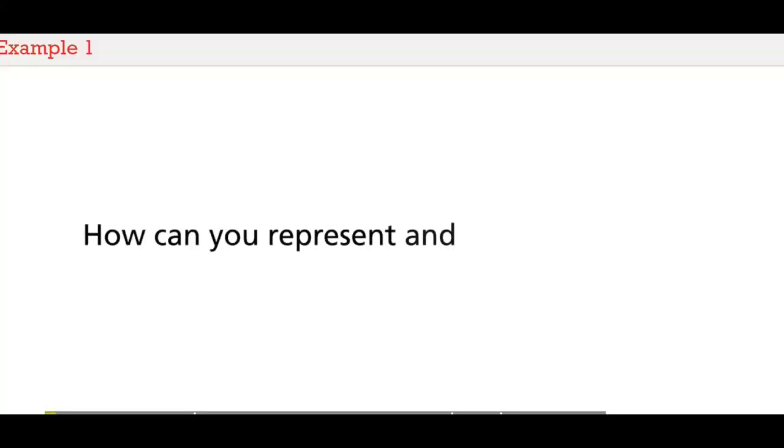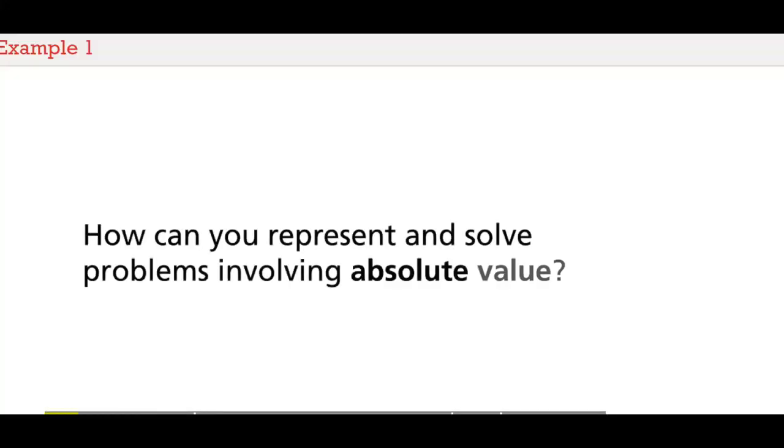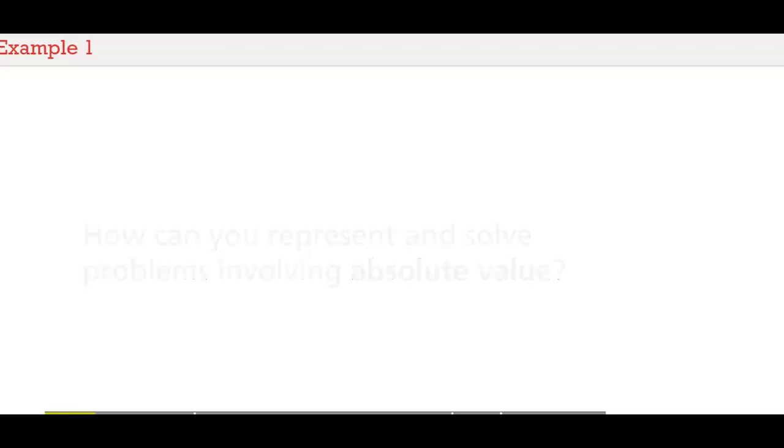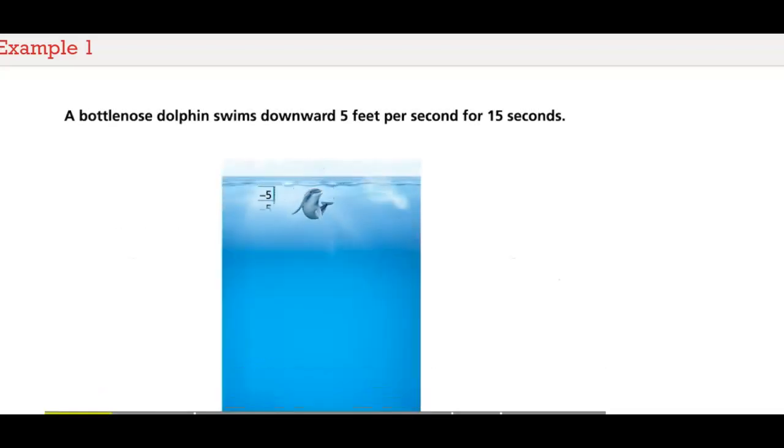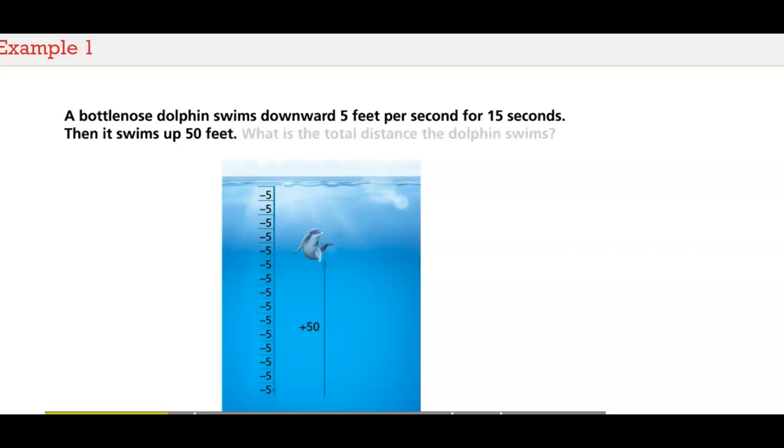How can you represent and solve problems involving absolute value? A bottlenose dolphin swims downward 5 feet per second for 15 seconds. Then it swims up 50 feet. What is the total distance the dolphin swims?